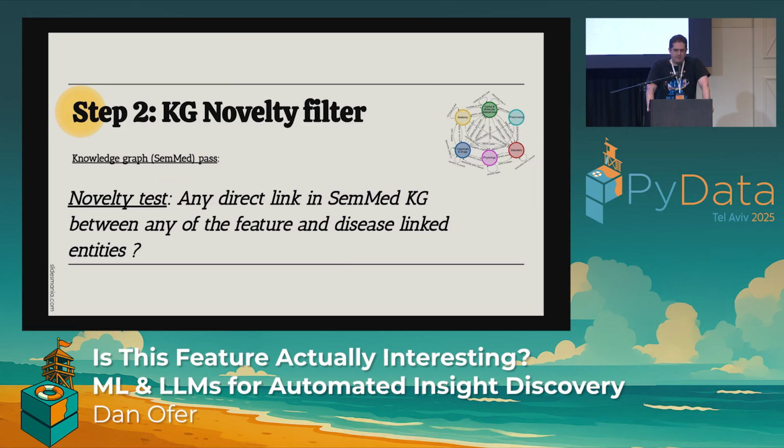So basically, we have our entities, features, targets. Is there a direct link in the knowledge graph? If there is, with high confidence, then toss it out. It's boring. We don't care about smoking causing cancer.